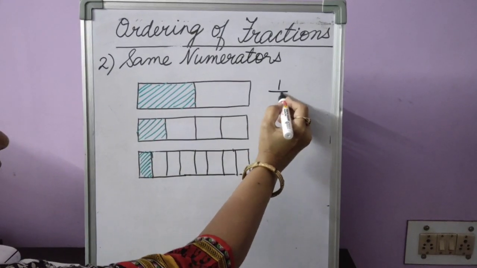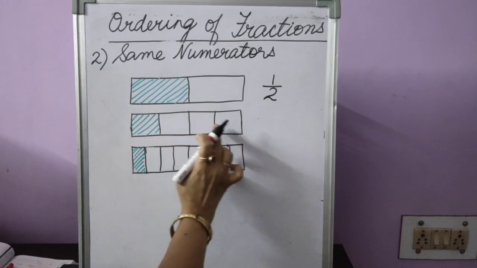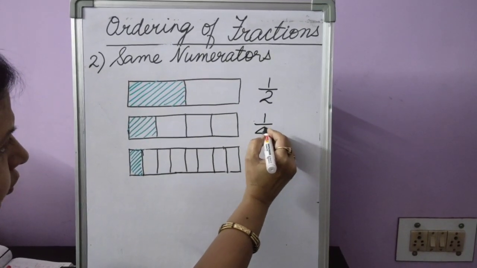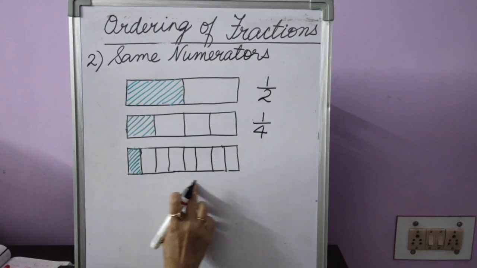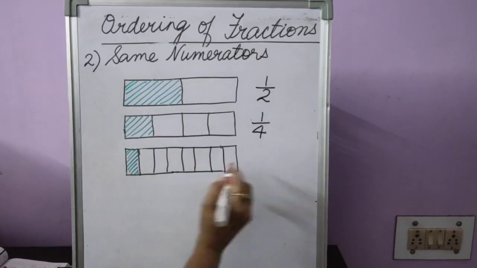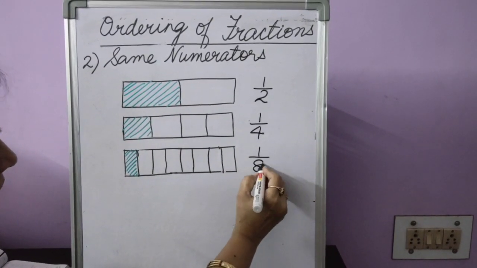It is 1 upon 2. Fraction of the second part divided into 4 parts. One part is shaded, 1 upon 4. Fraction of the third figure divided into 8 parts. How many parts are shaded? 1 part. So it is 1 upon 8.